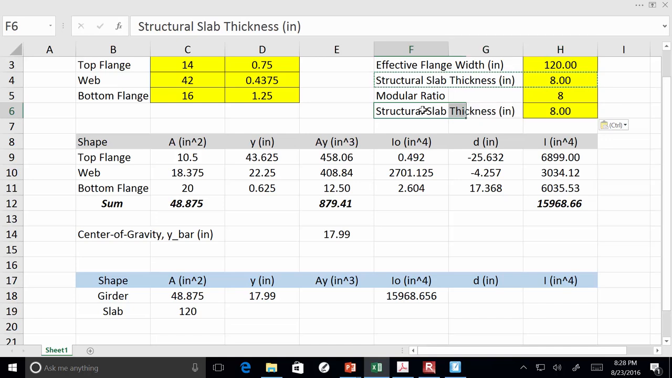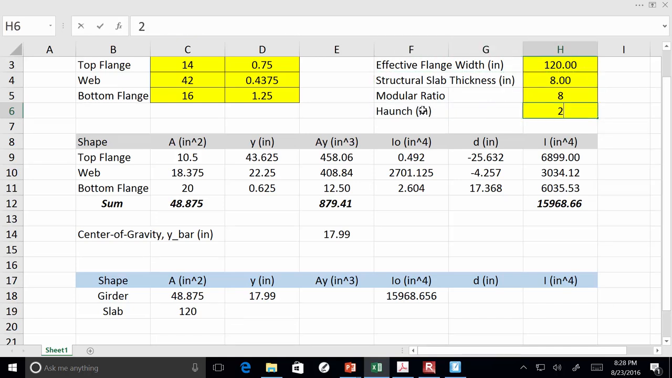I need another input. That way I can change the haunch. Okay? So far so good? So how do I get to the center? Let's make sure we're good on that.